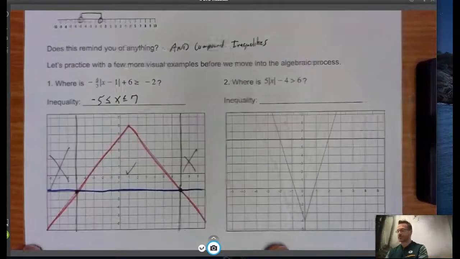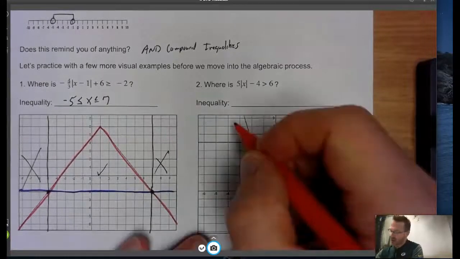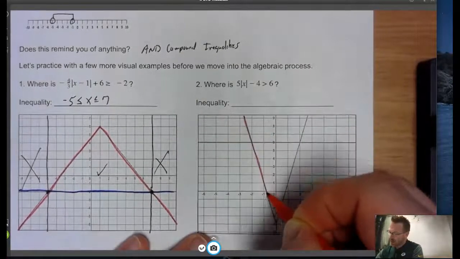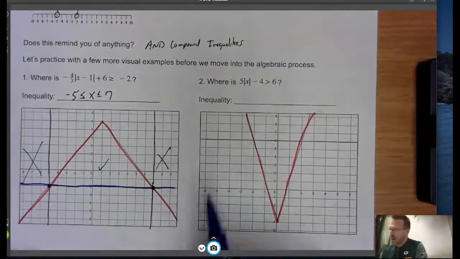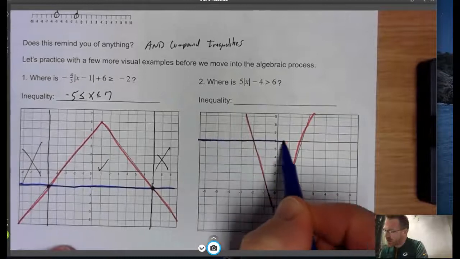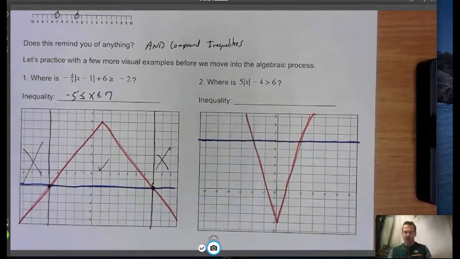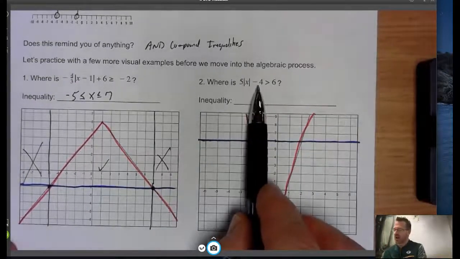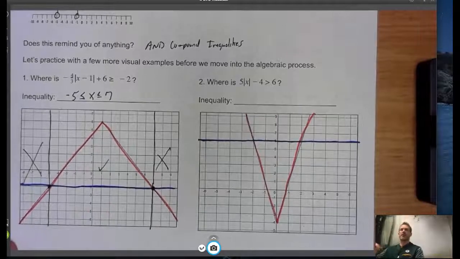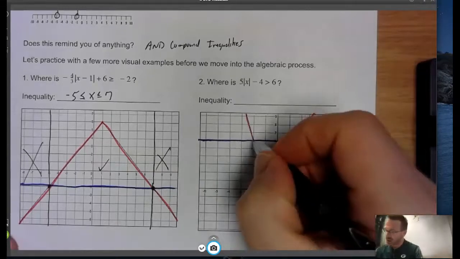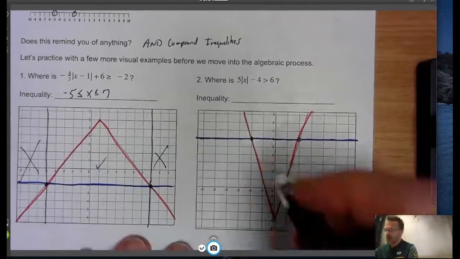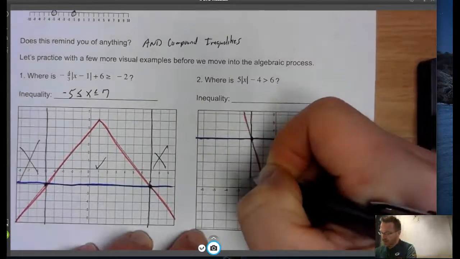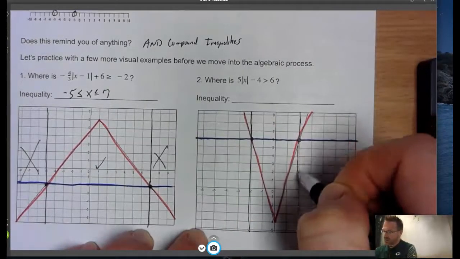All right, let's look at number 2 here. Once again, I'm going to have our absolute value be red. So I'm just going to trace that in red real quick. I'm going to trace our line here in blue to make it a little bit easier to see. So now we want to know, where is this absolute value graph greater than 6? Where is it above 6? Where's the red graph above the blue graph? So I'm going to start by, where are they equal? Right there, correct? I'm going to draw a vertical line through both those points of intersection here.